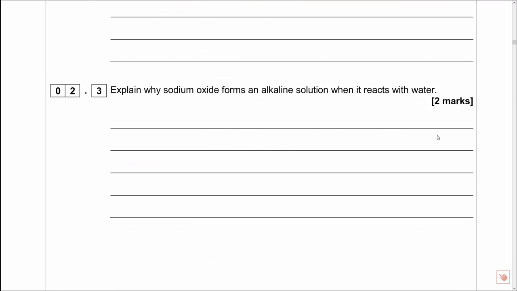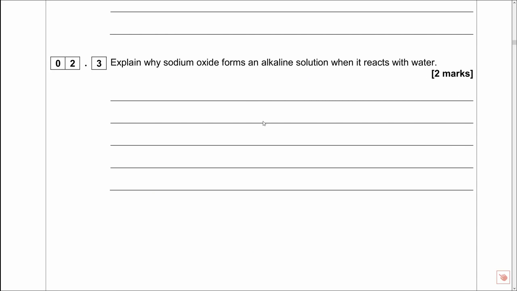It's ramping up here. Explain why sodium oxide forms an alkaline solution when it reacts with water. Right. So in this case, this is slightly moving more towards year two, I'm trying to think if this is year two or not. So sodium oxide, the oxide ions are the key parts. What's going to happen is these guys here are going to react with water and they are going to form hydroxide ions. So you could write an equation for this.